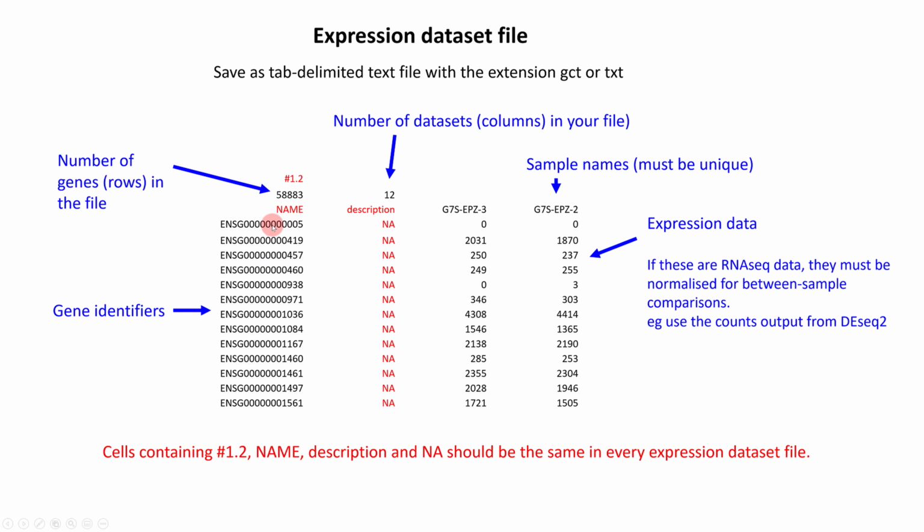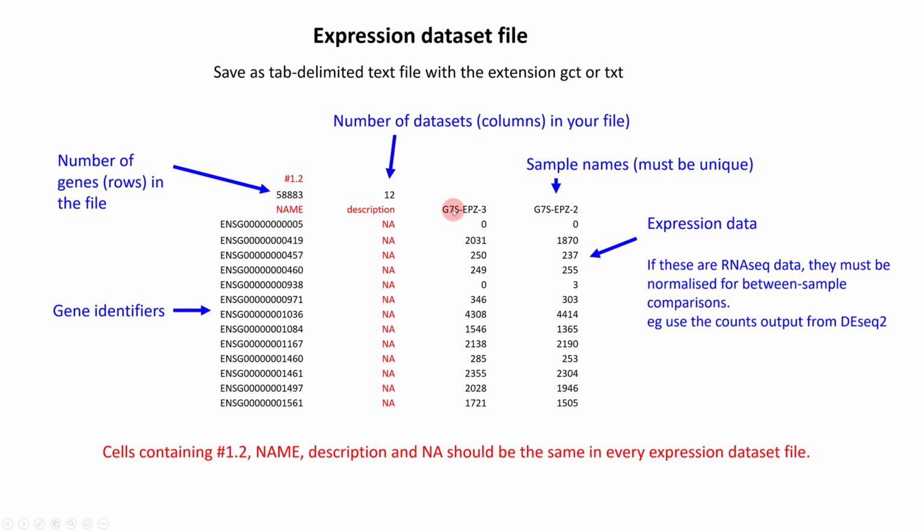The next row contains the headers for the columns. The first header is NAME, don't change this, capital letters, and this is telling the software that this column contains the gene names. The next column contains the word DESCRIPTION, and then just put NA for all your genes. Don't change this, just put NA.